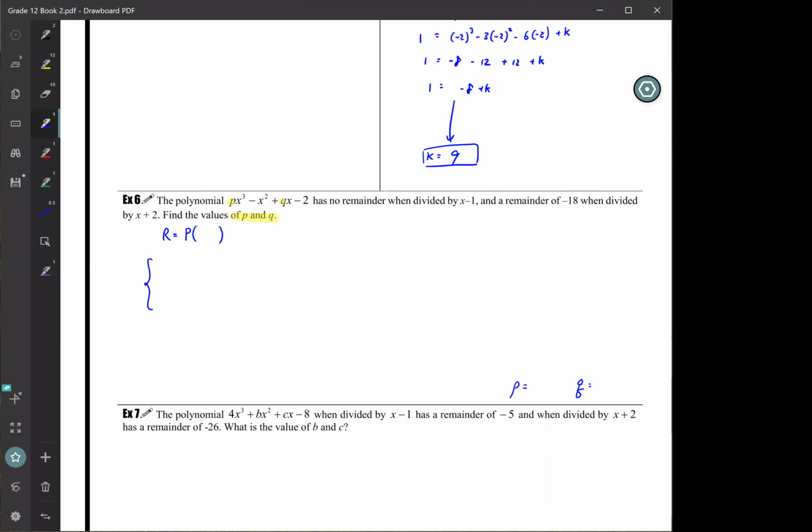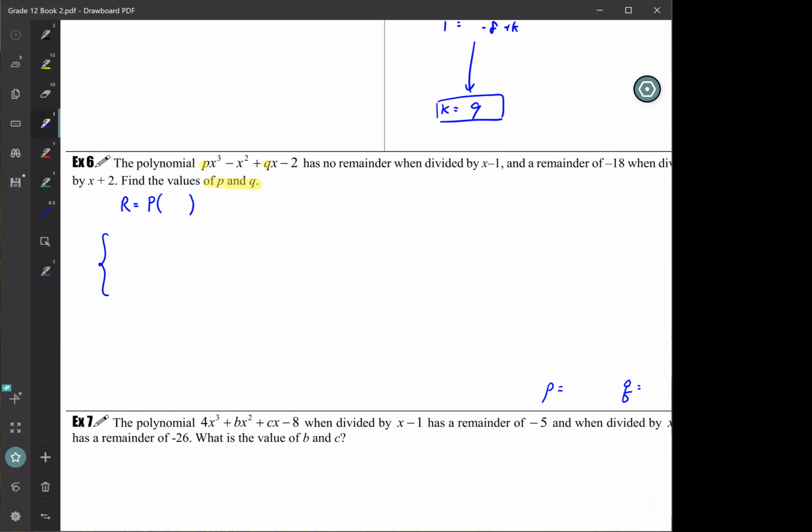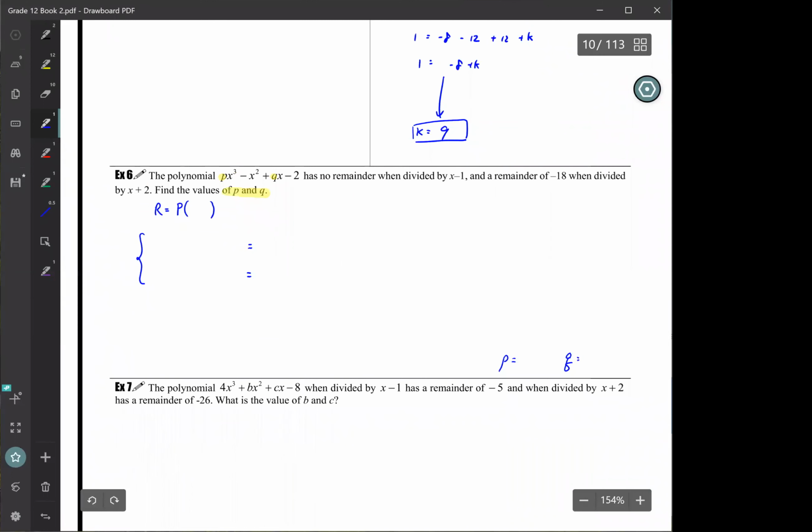So what you should be getting first is two equations, okay? Each remainder gives you one equation, right? So you get two equations with p and q, two unknowns. Then you have to solve a system of equations, okay? That's the plan.